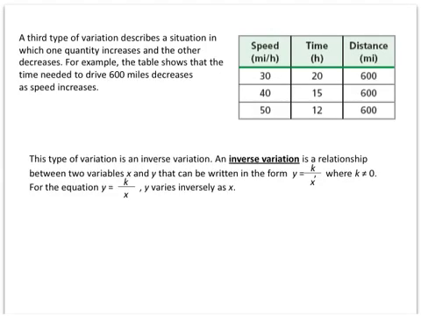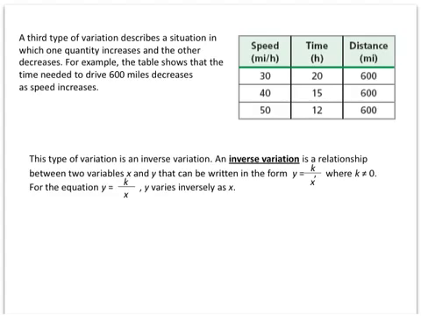All right, let's finish up variation functions. These are examples 4 through 7. A third type of variation describes a situation in which one quantity increases and the other decreases. For example, the table shows that the time needed to drive 600 miles decreases as the speed increases. This type of variation is an inverse variation.